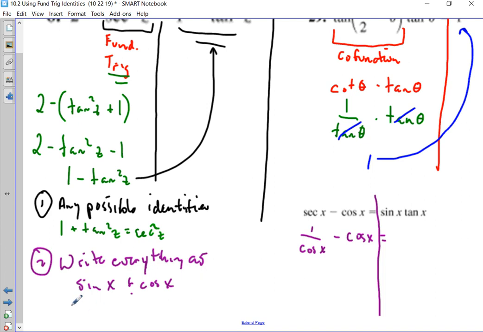And then I'll just say do algebra. So right here, secant is 1 over cosine, and right here we have cosine. Now we do algebra. What does that mean? This is a fraction and this is not a fraction. There's no subtraction, so we're going to combine them by subtraction.